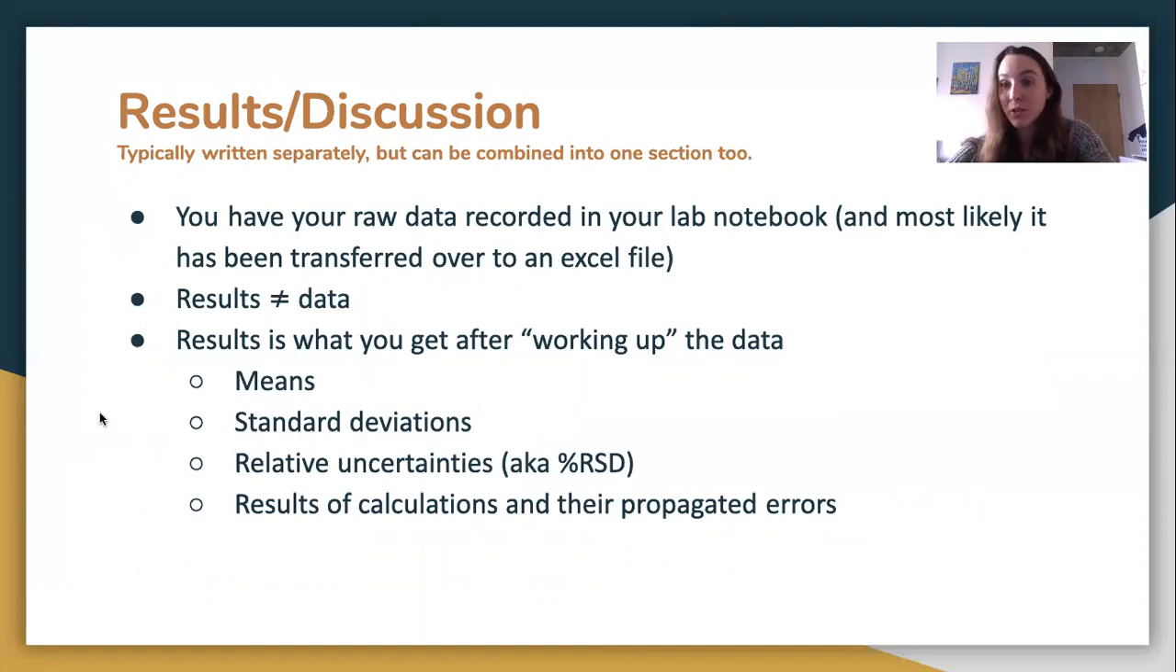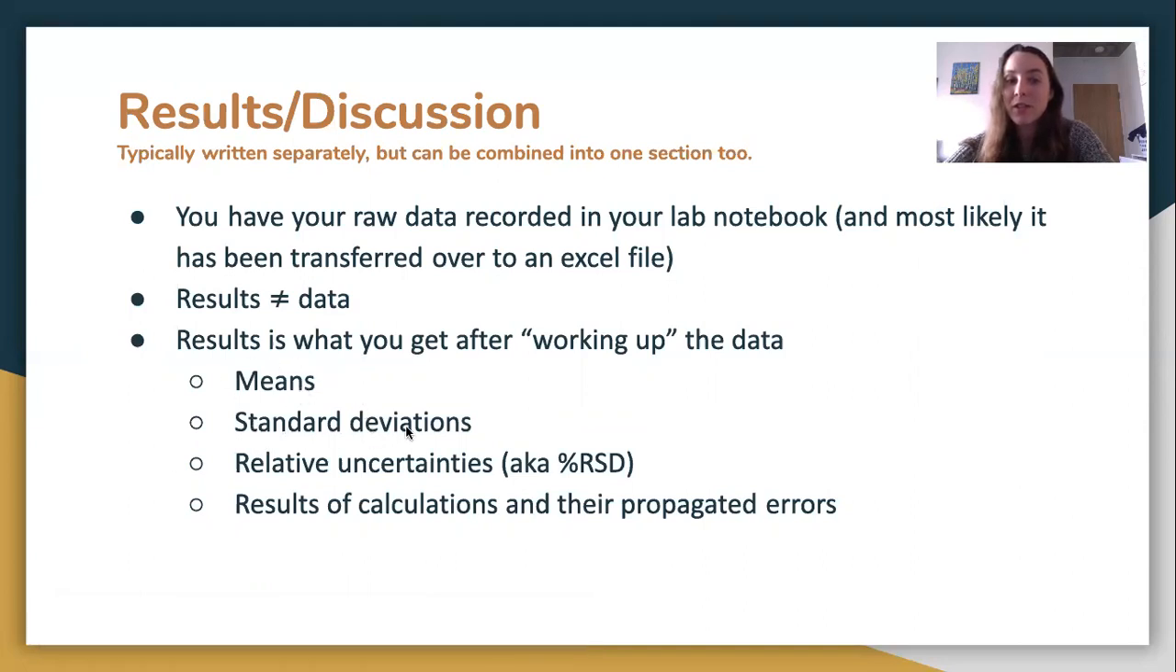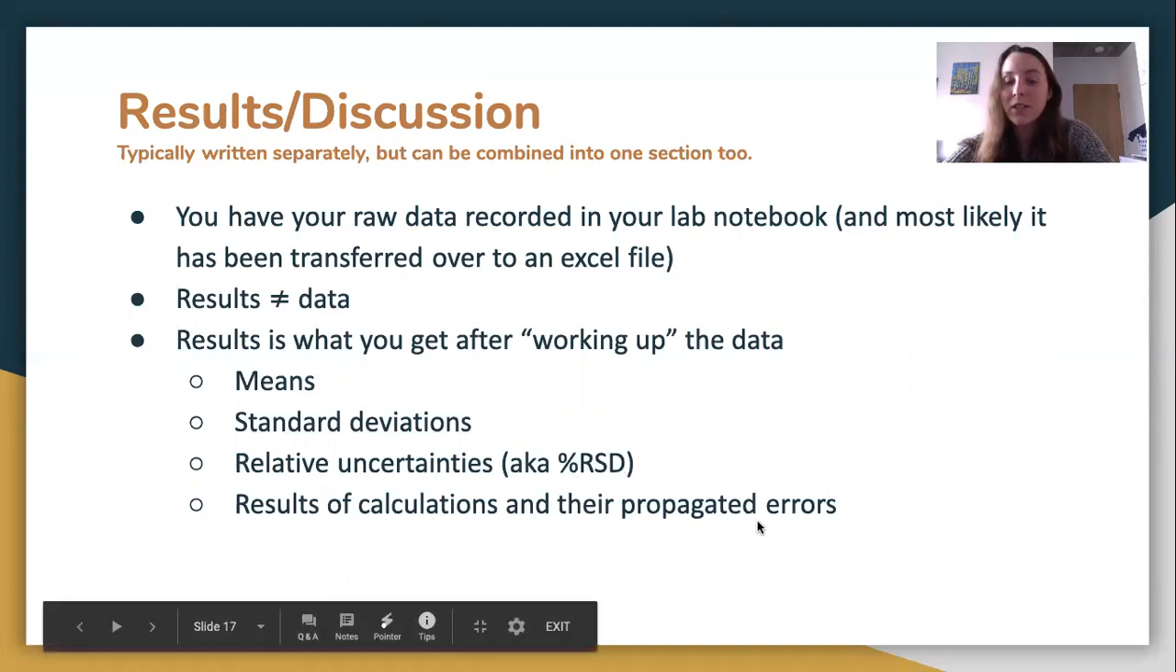Now, what are results? Well, you did an experiment. You were writing down your raw data into your lab notebook, but that's data, okay? Results are not the same as data. Results are what you get after working up the data, okay? So your means after doing calculations, all of those uncertainties and relative uncertainties, yeah, results of calculations and propagated errors, stuff like that, okay?